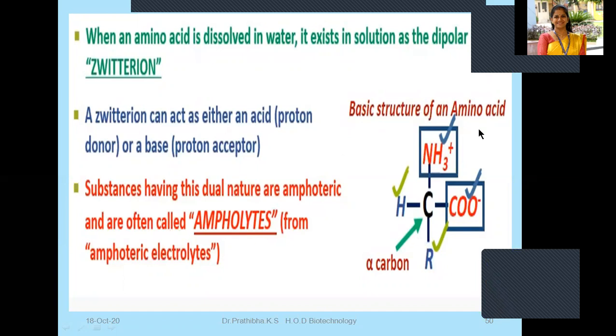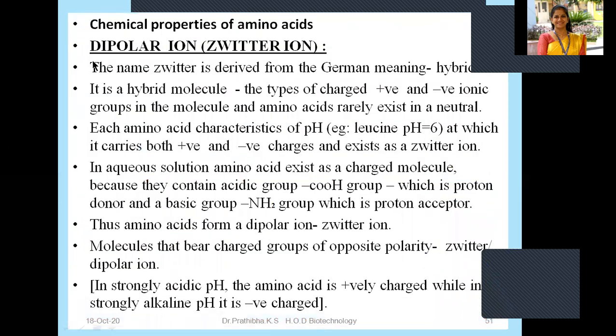Here you can see the basic structure of an amino acid with amino group, carboxyl group, R group, and the H. Okay, the center carbon atom is the chiral carbon atom or alpha carbon atom. What has happened here? In this case, this particular acid has shifted a proton to the base to become NH3 plus, and this becomes COO minus. Now let us understand in detail about chemical properties of amino acids, that is dipolar ion or Zwitter ion.